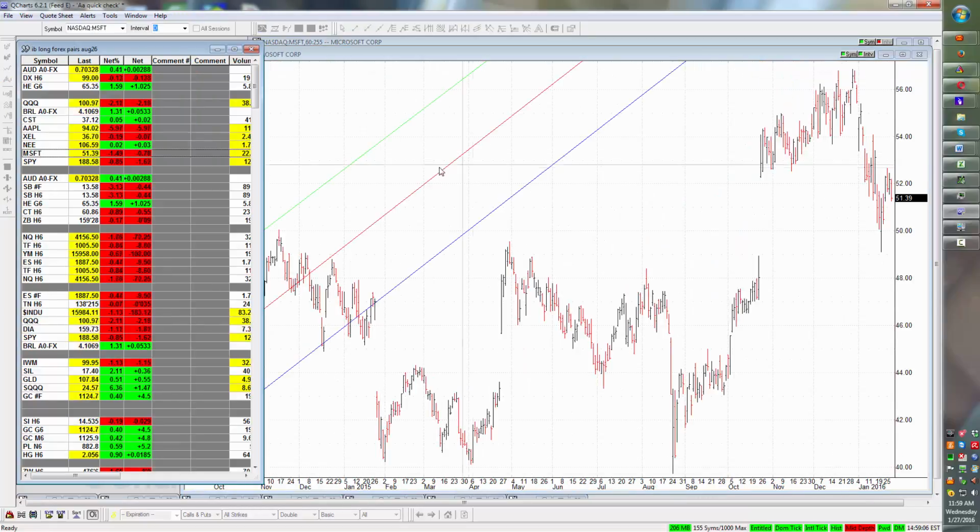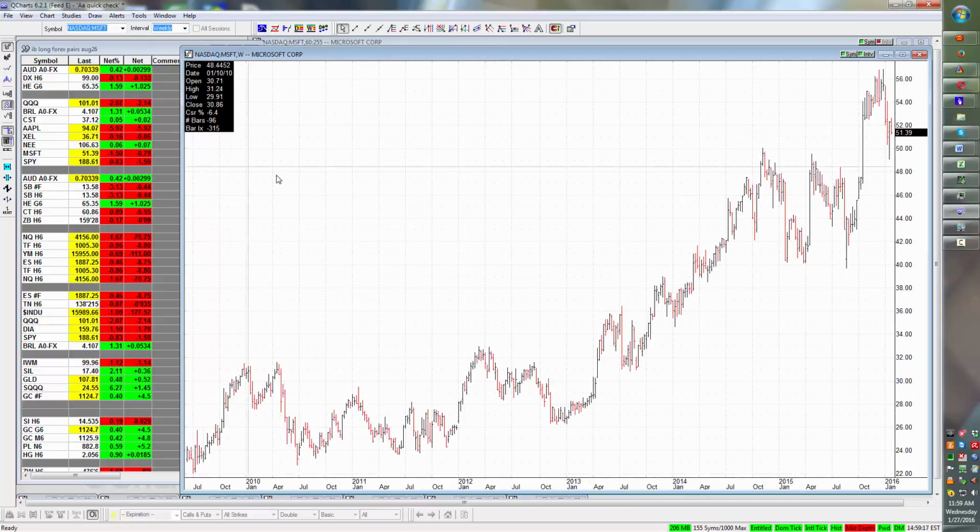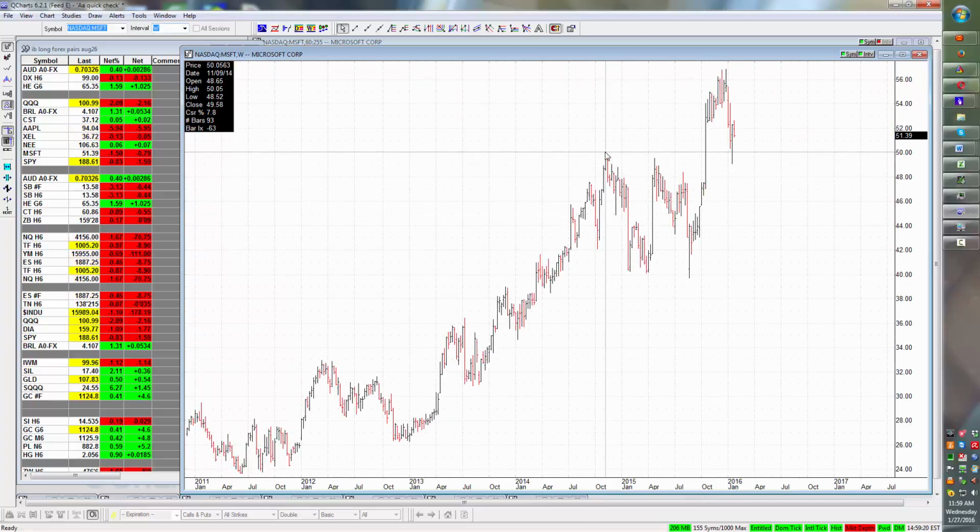How about Microsoft? Here, you notice from here to here was a pretty good correction of about 20%. Prices went right up to the green line, reversed, and did a 20% correction, which lasted several months.